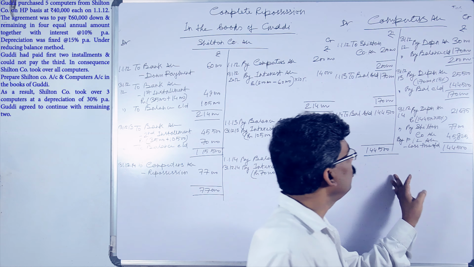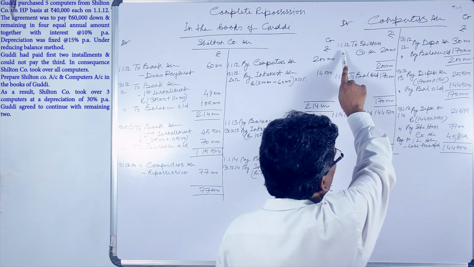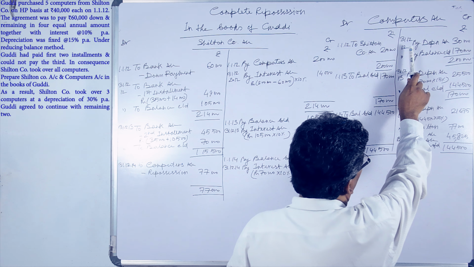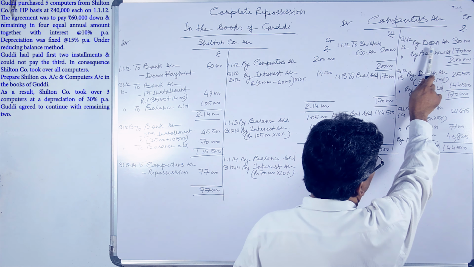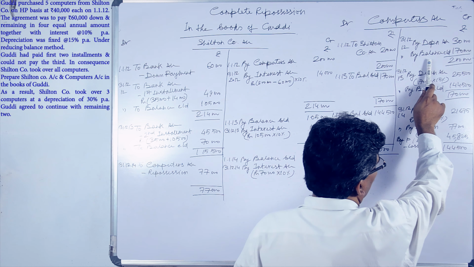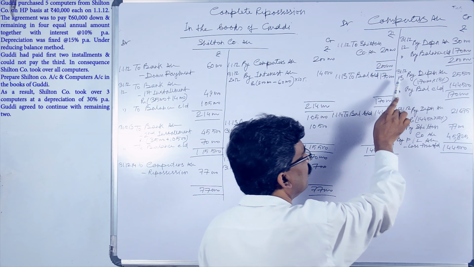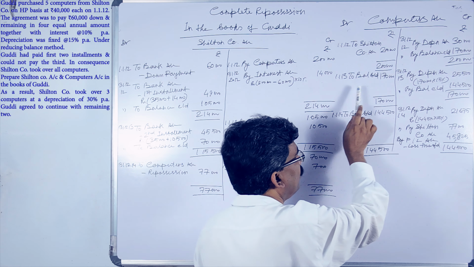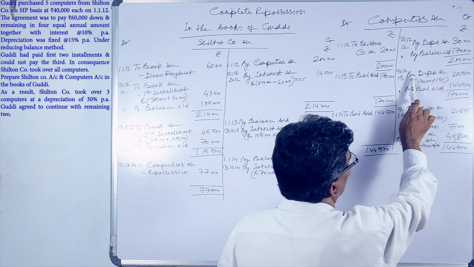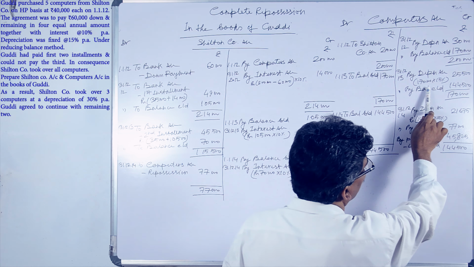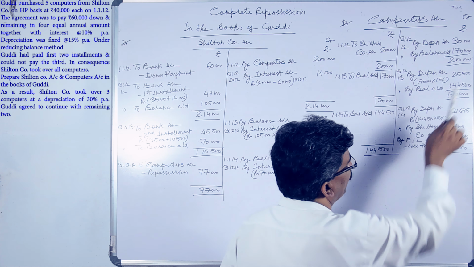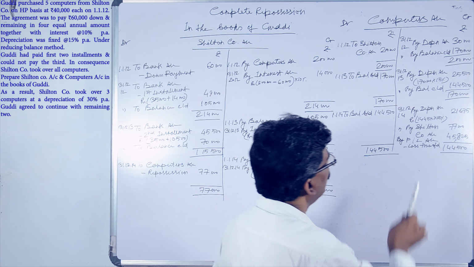Now if you go to the computer account, on 1/1/2012 it is purchased from Shilton Company account, 2 lakh. Depreciation at the end of the first year, it is at 15%, and then on 2 lakh 15% means 30,000. The remaining balance is 1,70,000. This is the closing balance at the end of the first year, taken as opening balance of the second year, 1,70,000. Depreciation is to be calculated on that 1,70,000. 1,70,000 into 15%, that is 25,500. Closing balance came out as 1,44,500. It is taken as opening balance.